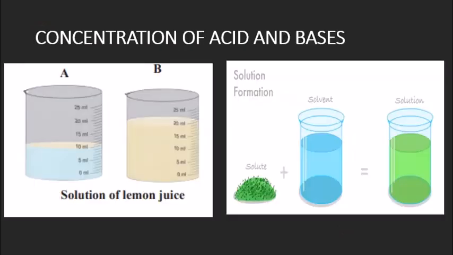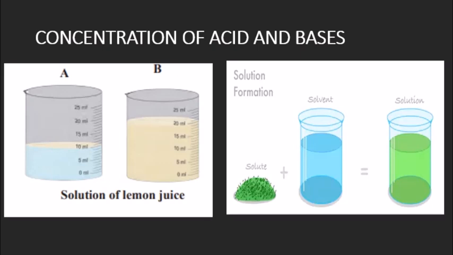Now here we have taken lemon juice and two beakers, beaker A and beaker B. In the first beaker, beaker A, we have added 1 teaspoon of lemon juice, and in beaker B we have also added 1 teaspoon of lemon juice. In beaker A we have added 10 ml of water, and in beaker B we have added 20 ml of water. So in this activity, the sour taste of the solution is because of the solute, that is the lemon juice. So lemon juice is the solute.